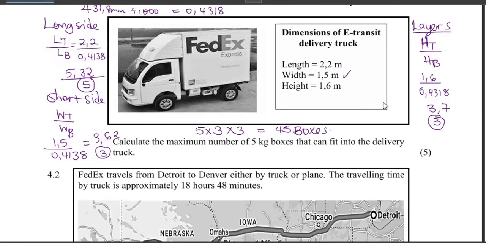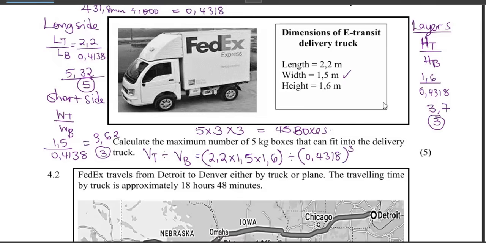45 boxes. Someone else who wanted to do the mathematical one, it would be volume of the truck divided by volume of the one box. So volume of the truck, let's see, to be 2,2 times 1,5 times 1,6 divided by 0,431 to the power 3.